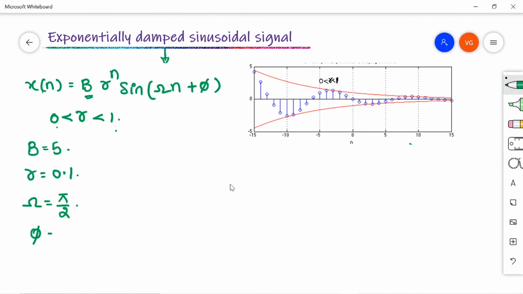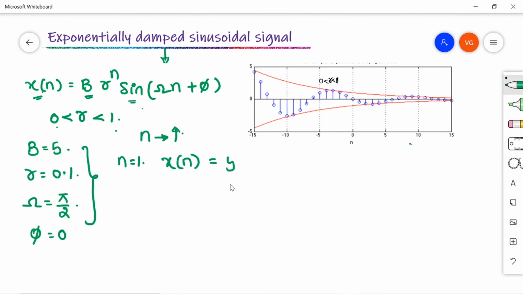Then the phase angle I am taking as 0. Now we'll see, as the time value, that is the discrete time signal value n, increases, what happens to the amplitude of x of n. So let us consider first case, n is equal to 1. Just substitute all these values in this standard form.